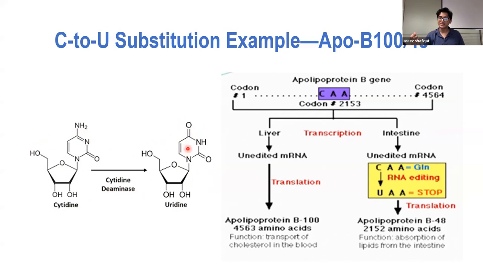This happens in the intestine to form a stop codon, which basically causes translation to stop prematurely. This creates a shortened version of that protein. That shortened version is called ApoB48. In the liver, this doesn't happen. And so you translate the entire protein, and that whole protein is now called ApoB100. And it's a much longer form of the protein.